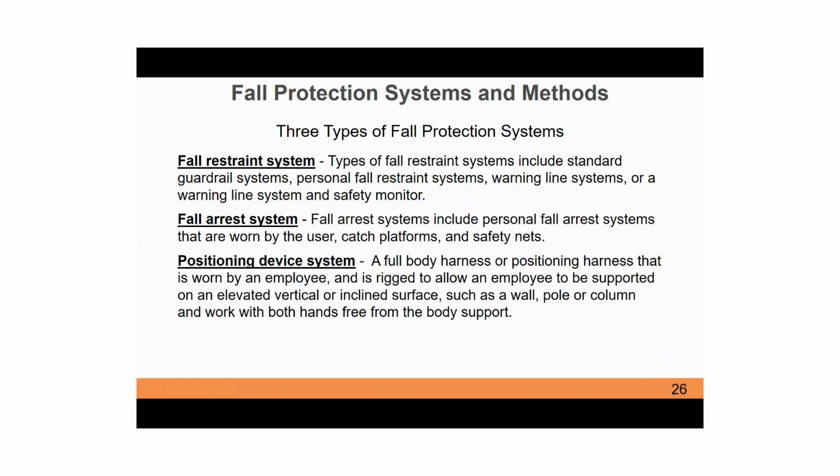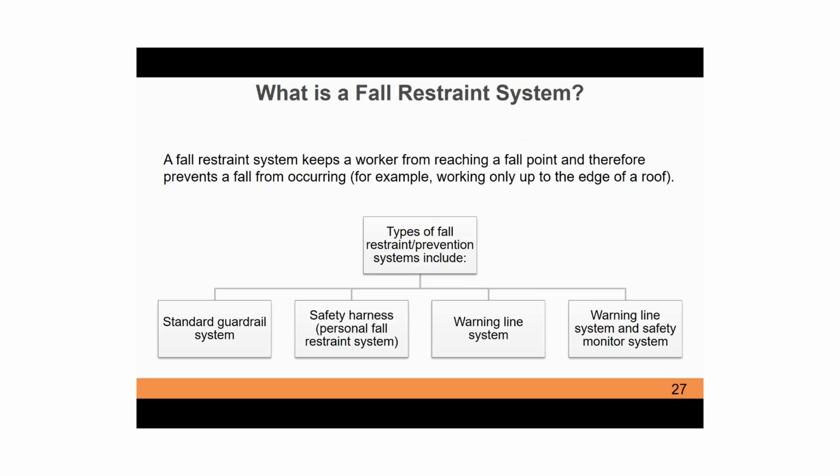So some of the examples of the fall restraint, which we're going to go over first, is guardrail systems, fall restraint systems, warning line systems, and the warning line system and safety monitor. The fall restraint system keeps a worker from reaching a fall point before the fall occurs. And some of the types, like I said, is a standard guardrail system, safety harness, the warning line, and the warning line and safety monitor.